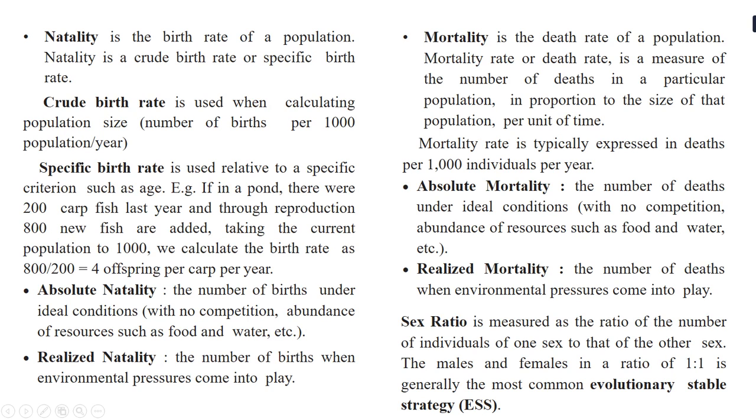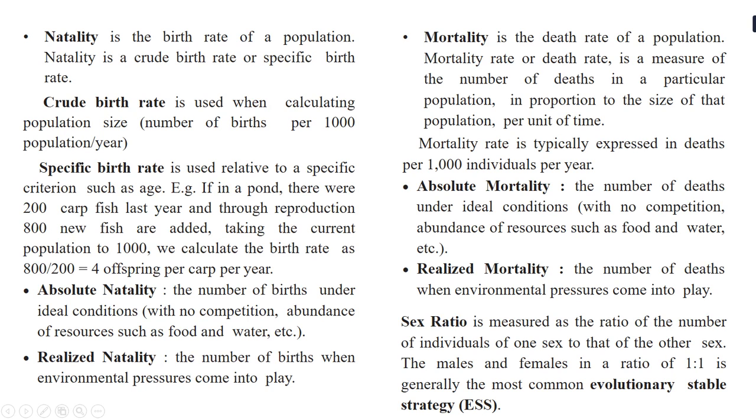Now again the terms come: absolute mortality and realized mortality. Absolute mortality is the number of deaths under ideal conditions. Ideal conditions are when there is no competition and when there is abundance of resources such as food and water. During such a favorable condition, if deaths are taking place, this is known as absolute mortality. Then what is realized mortality? Realized mortality is the number of deaths when there is environmental pressure.